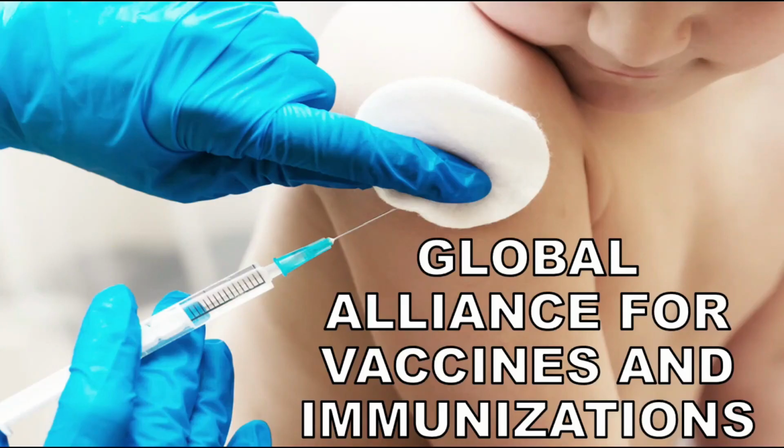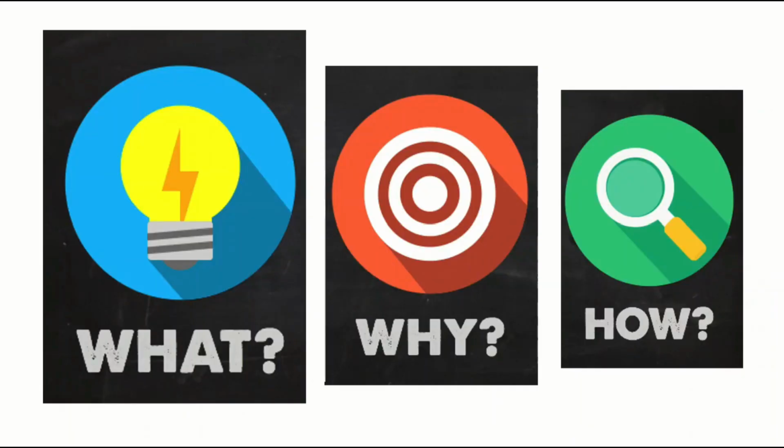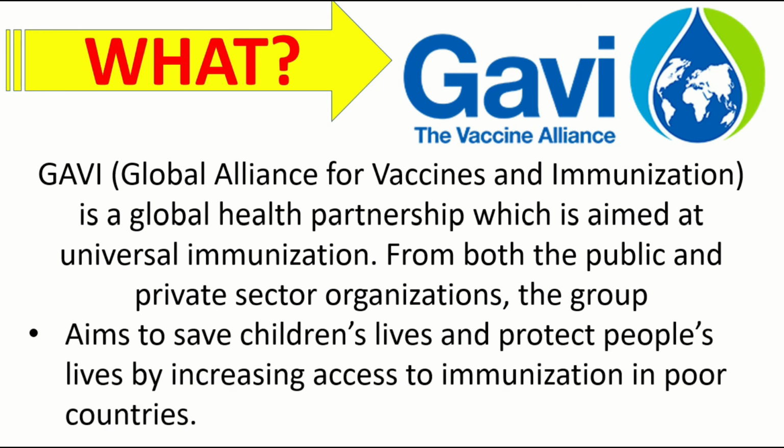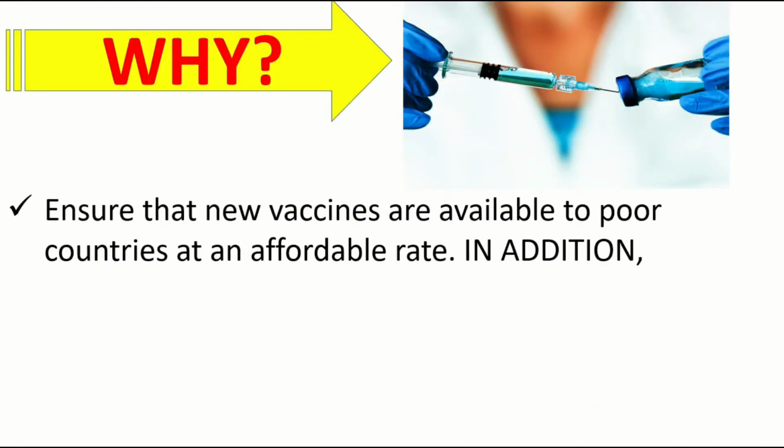Global Alliance for Vaccines and Immunization. GAVI, or the Global Alliance for Vaccines and Immunization, is a global health partnership which is aimed at universal immunization from both the public and private sector organizations. It aims to save children's lives and protect people's lives by increasing access to immunization in poor countries.